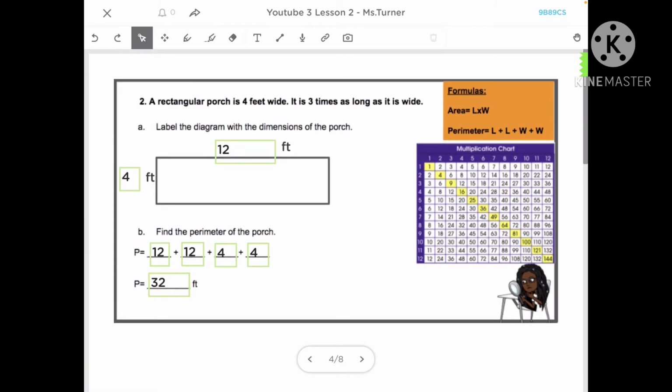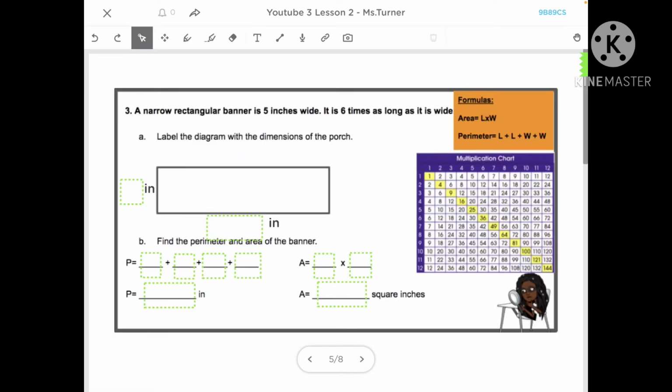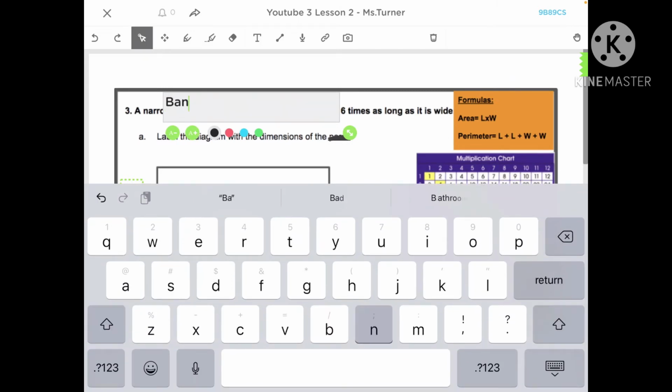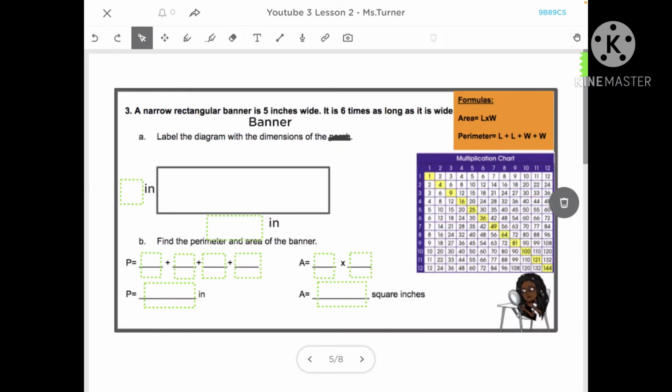Awesome thinking, you guys. Let's go ahead and solve another problem. It says a narrow rectangular banner is 5 inches wide. It is 6 times as long as it is wide. And Miss Turner made a boo-boo here. She made a little error. This should actually say label the diagram with the dimensions of the banner, not the porch. The porch was from the previous problem.